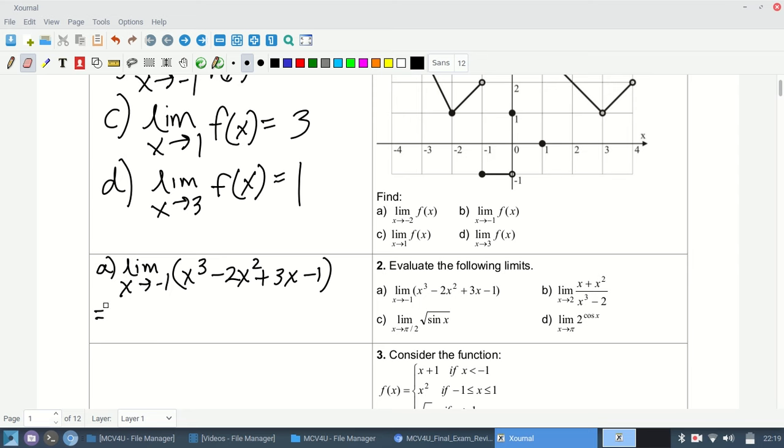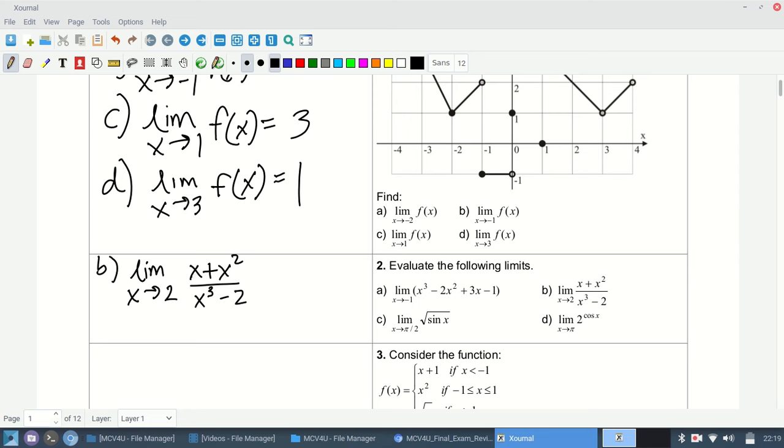So part B. It's not too shabby. Before you evaluate these kinds of limits, always check if you can do direct substitution. If you can, great. If you don't get 0 over 0, you're fine. If I do a direct substitution, I get 2 plus 2 squared over 2 cubed minus 2. I don't get zeros anywhere, so I can do a direct substitution.